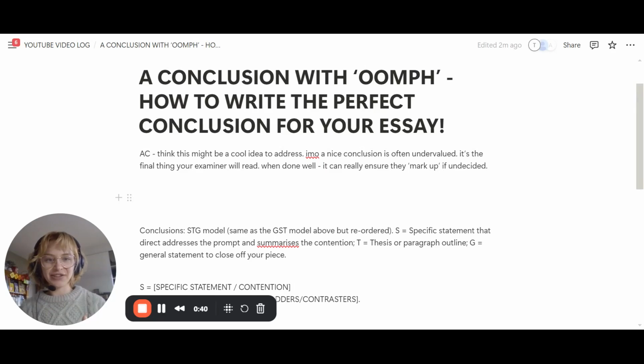In my opinion, a nice conclusion is often undervalued. It's the final thing your examiner will read. When done well, it can really ensure they mark up if undecided.